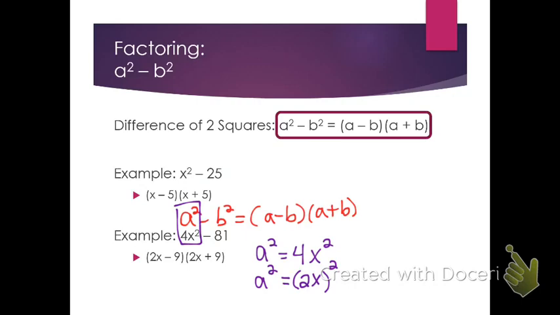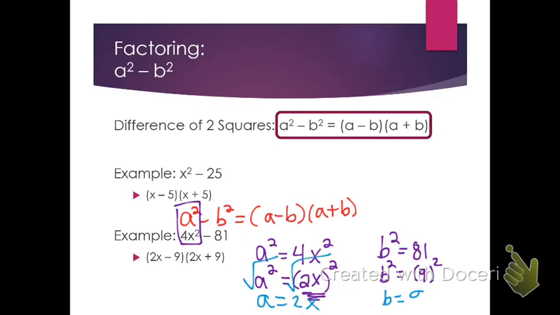Same thing with my b squared. My b squared is 81. So I'm trying to figure out what times itself equals 81, and that's 9 times 9. So that's where our values are coming from, where our a must be equal to 2x, and my b must be equal to 9, and that's what's getting plugged into our equation here. So we get 2x minus 9 times 2x plus 9.